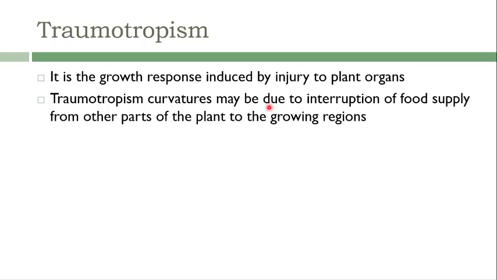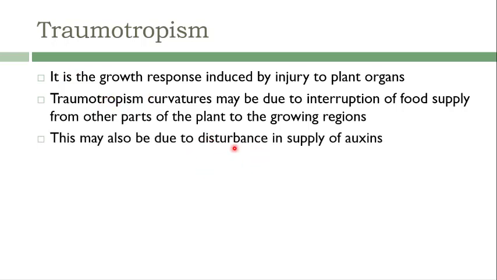Traumotropic curvatures may be due to the interruption of food supply from other parts of the plant to the growing region. What happens? In a plant there is a continuous system of cells, continuous tissues, xylem and phloem, which are providing food to different organs of the plant. But if due to injury there is an inhibition of food, or a pause, or a disturbance in the food supply, what will happen? These growing regions show a response which we call traumotropism, or the response due to injury.